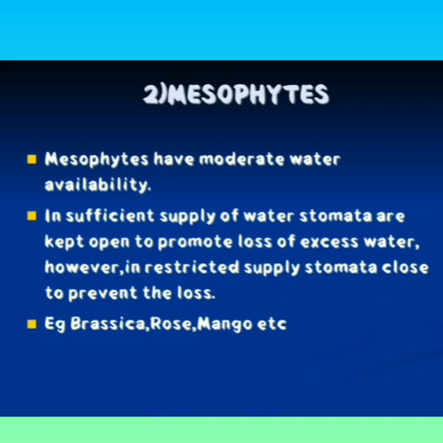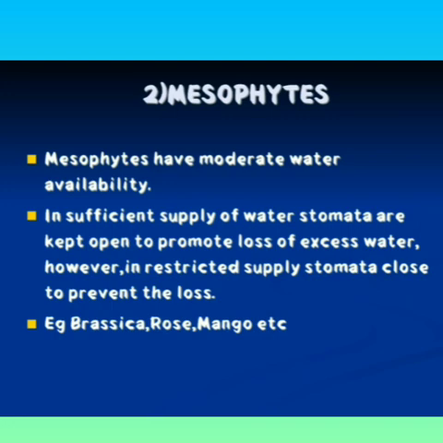Next topic is mesophytes. Meso means moderate and phytes means plants. So mesophytes are those plants which live in moderate water availability. For example, the plants present in our region, these are mesophytes. So they have moderate water availability. Sometimes rainfall happens, so they have excessive water supply, but they suffer from dry conditions also. So they have adapted themselves to the moderate environment.